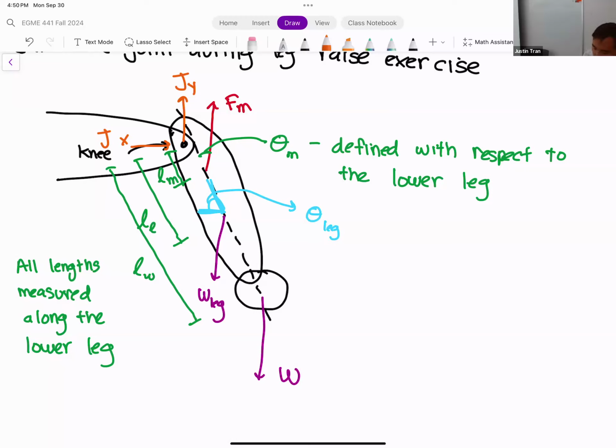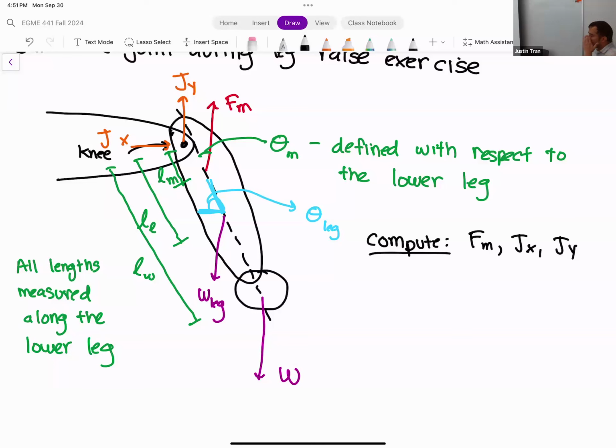Okay, but our goal here is the same. So we have our three unknowns: the muscle force and the two joint reaction forces. We want to use our equilibrium equations here to solve for their values. Any questions on the setup of the problem? Okay. All right, so let's go ahead and write out the equations.